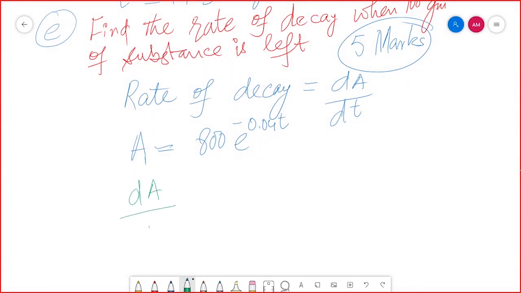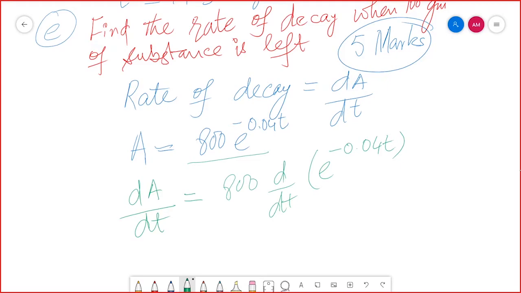You can solve it in your notebook and then let me know. What do you think? Is it being multiplied, or is it a part of e? Good. We have to find dA upon dt. So 800 would be out, and then we take d upon dt of e raised to minus 0.04t. You got that? Because it's a constant, we take the constant out of the differentiation.